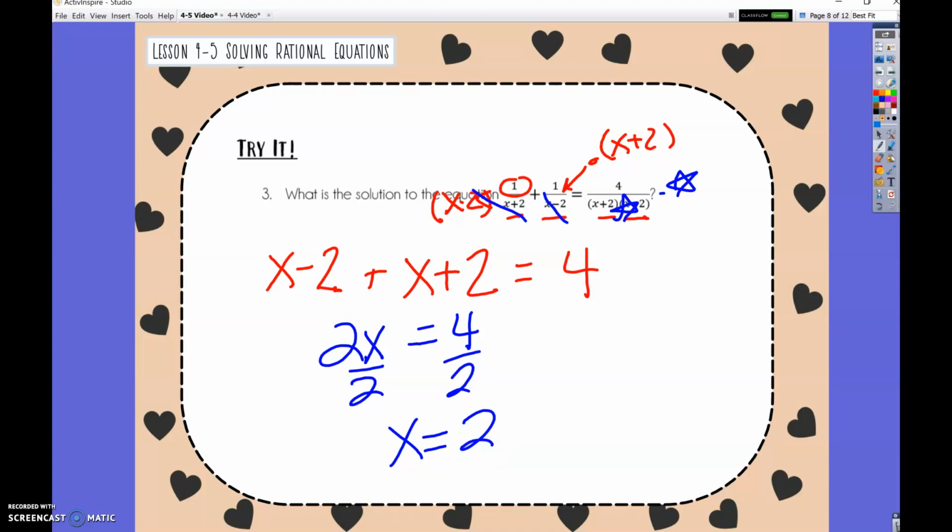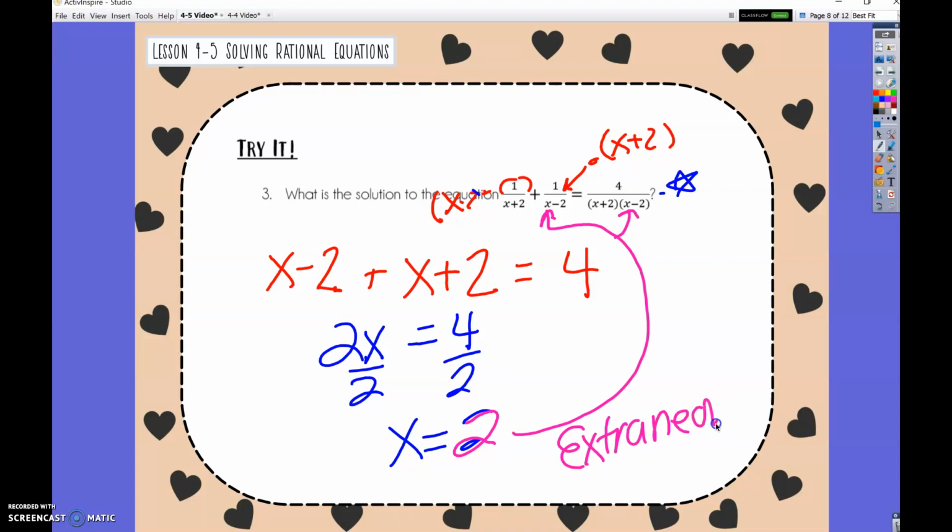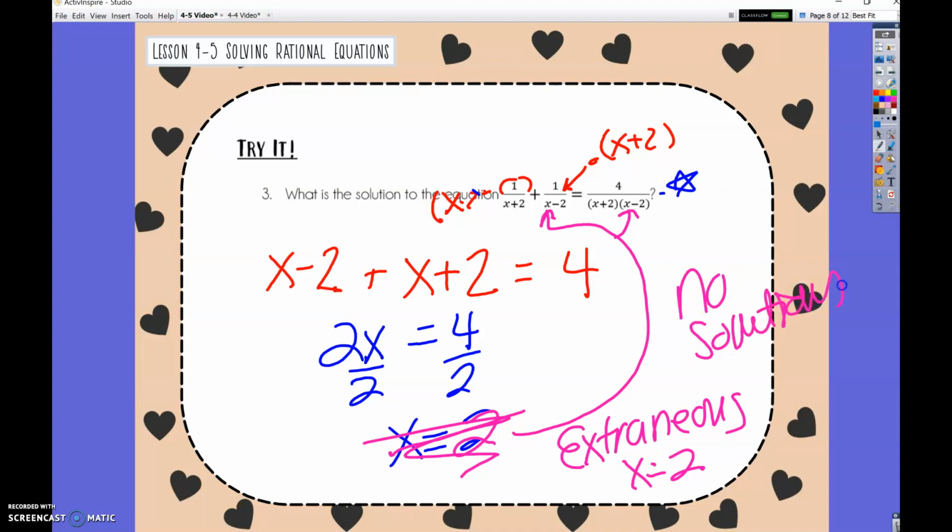We need to check though. Will that work in the original domain? Go back and look up in your original values. They're a little tricky to see here. If I erase all that stuff and look at the original denominators, remember that's what tells us about our domain. This 2, if I plugged it in right here, or right here even, 2 minus 2 would be 0. This is an extraneous solution. So that means if he's not an option, nothing is. So if x equals 2 is extraneous, there are actually no solutions on this one.